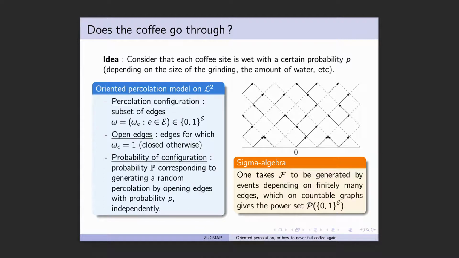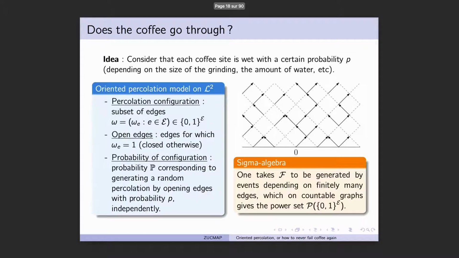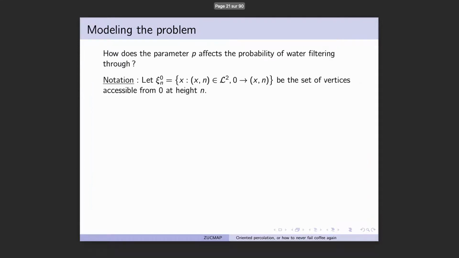And the first natural question that pops up is, the problem we had in the introduction, maybe the coffee grinding was too thin, or we don't have enough water, and maybe this parameter that was encoded in p, right, this p that we have here, how does it affect the fact that the water is able to filter through? And the way to put it formally is, we introduce just a bit of notation.